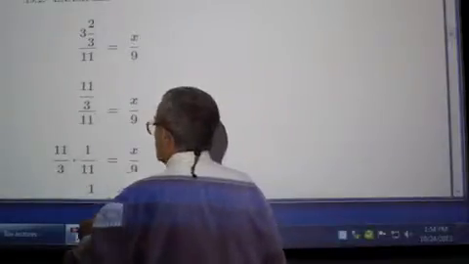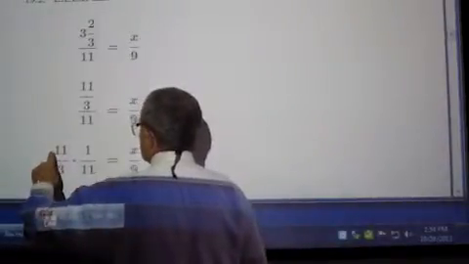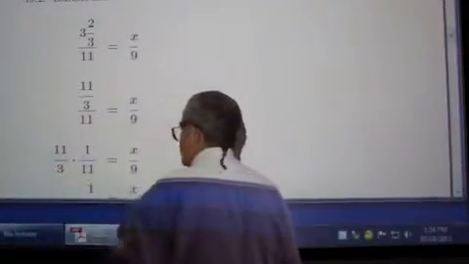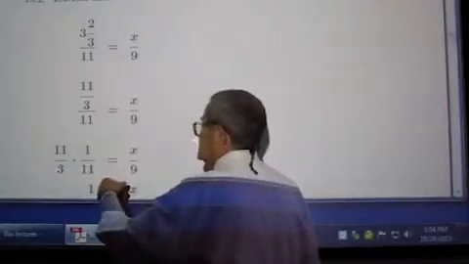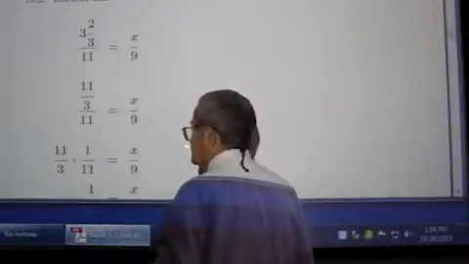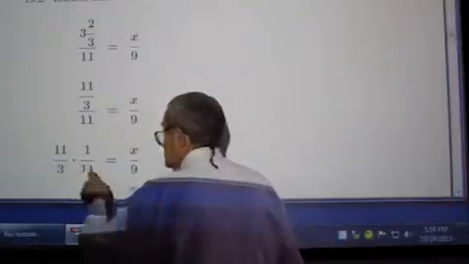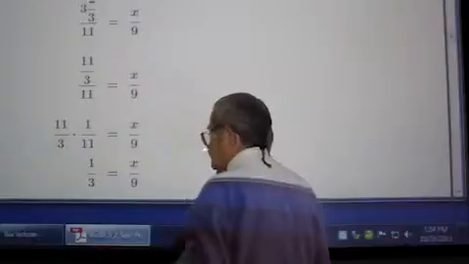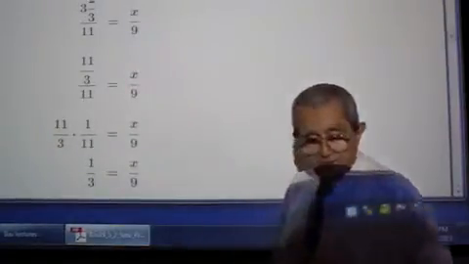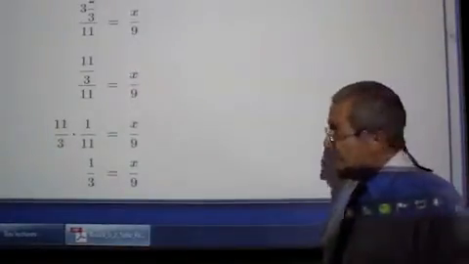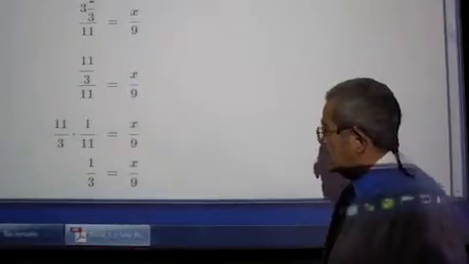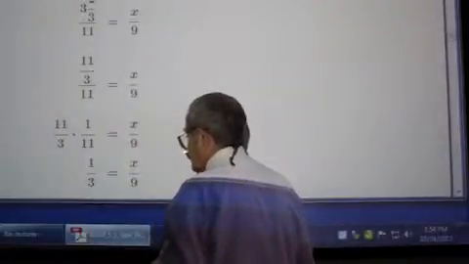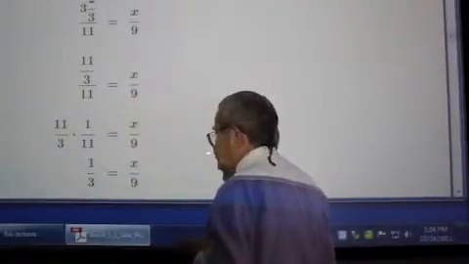So I have 11 over 3 divided by 11 over 1, so multiplied by 1 over 11. I did not multiply both sides. I'm just working with the left side. And this reduces to 1 over 3. So I have x over 9, which is 1 over 3. Do you want to cross multiply? You can if you want to. And if you cross multiply, you get 1 times 9, which is 3 times x. And then you divide by 3, and you get x, which is 3.